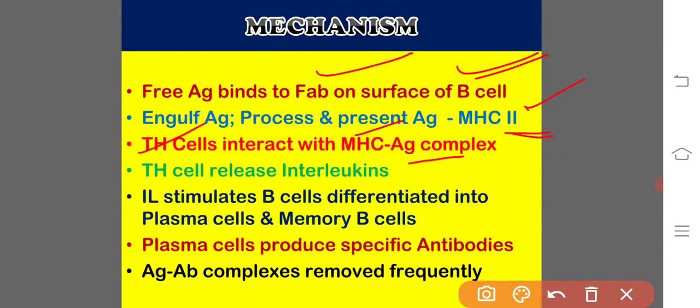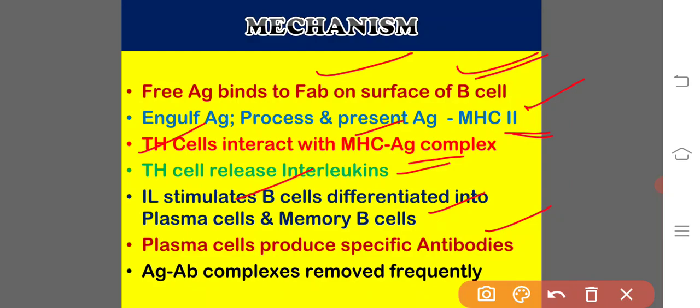and release a type of interleukins which stimulate the B cell to proliferate and differentiate into memory cells and the effector B cells, otherwise the plasma cells. So here the IL stimulates the B cell to differentiate into plasma cells and the memory cells. Plasma cells produce specific antibodies, and they will be released into the extracellular fluids. These antibodies help in opsonizing and immobilizing the bacteria, neutralizing and cross-linking of antigens, leading to the agglutination of insoluble antigens.